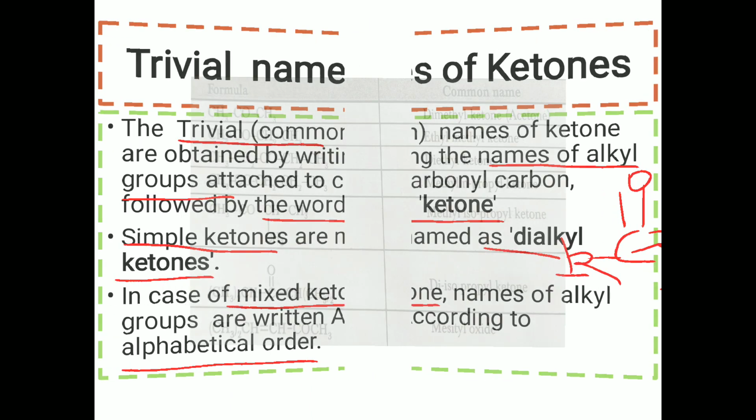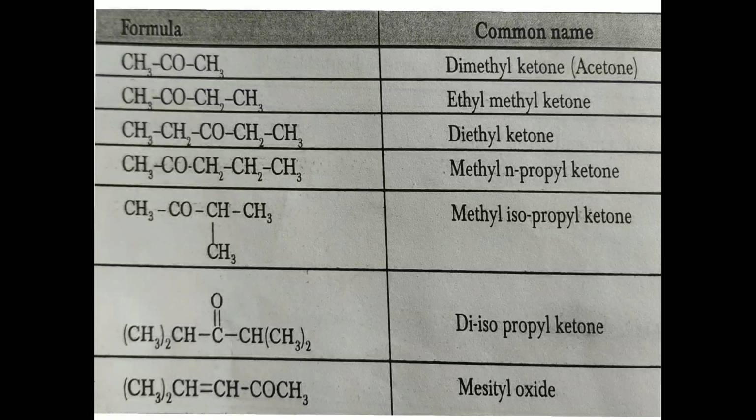Now it can be studied with the help of some examples. These are examples for the common name system of ketones. The first example is an example of a simple ketone, as it contains the CO, that is the carbonyl group, which is attached to 2 methyl groups, as it is a simple ketone. Both groups are directly attached to the methyl group, so the name is dimethyl ketone, meaning 2 methyl groups are present, dimethyl ketone.